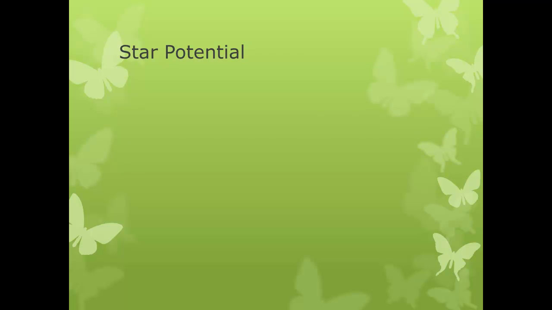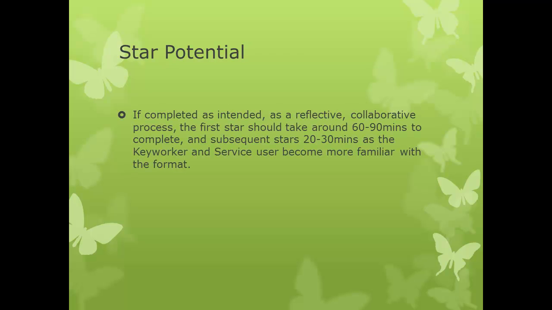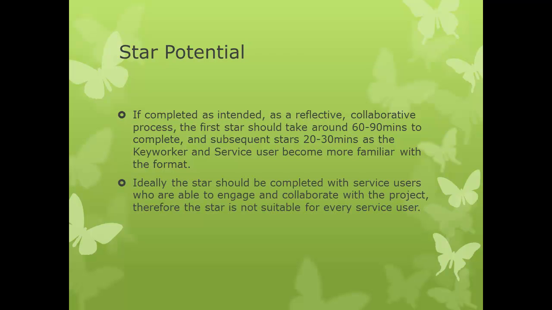Star potential. If completed as intended as a reflective, collaborative process, the first star should take around 60 to 90 minutes to complete, and subsequent stars around 20 to 30 minutes as the key worker and service user become more familiar with the format. Ideally, the star should be completed with service users who are able to engage and collaborate with the project. Therefore, the star is not suitable for every service user.